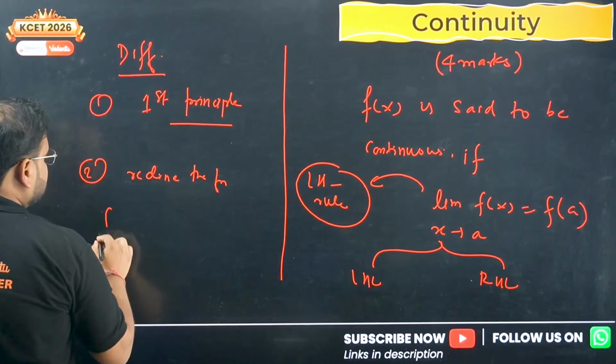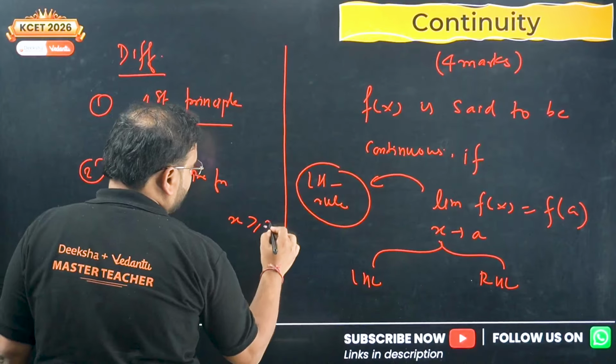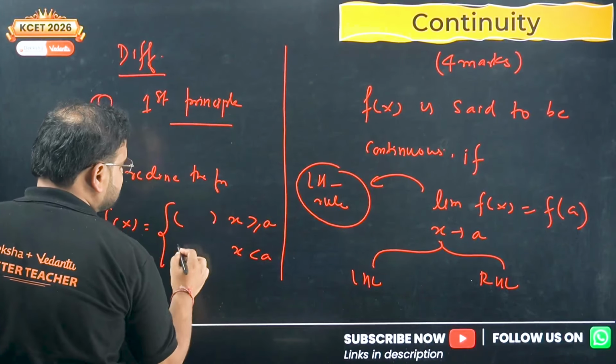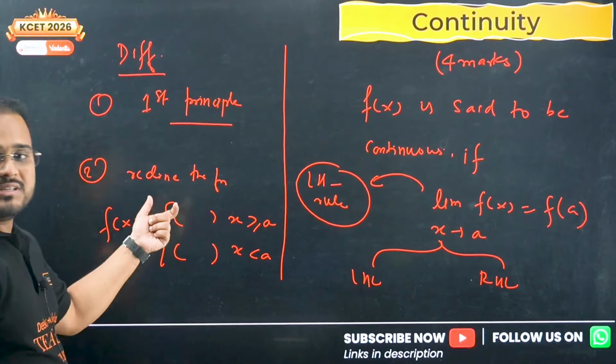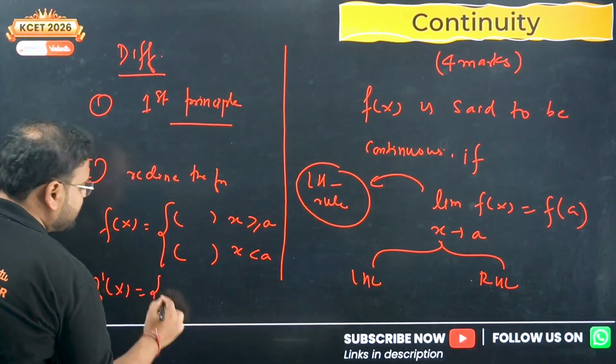Okay, basically like this. So let's say the critical point is x more than or equal to a, or x less than a. You define the function in both the places, and what you're going to do is differentiate it for both of these areas.